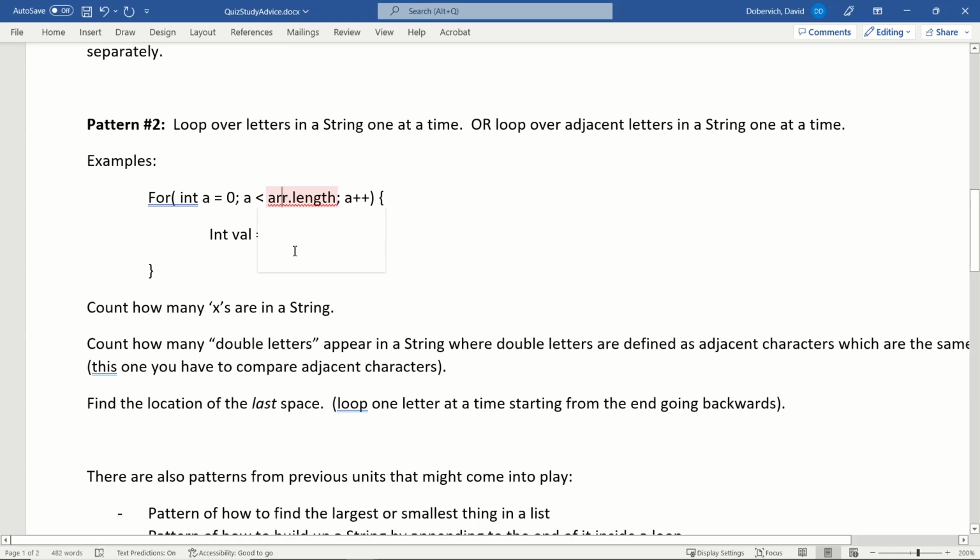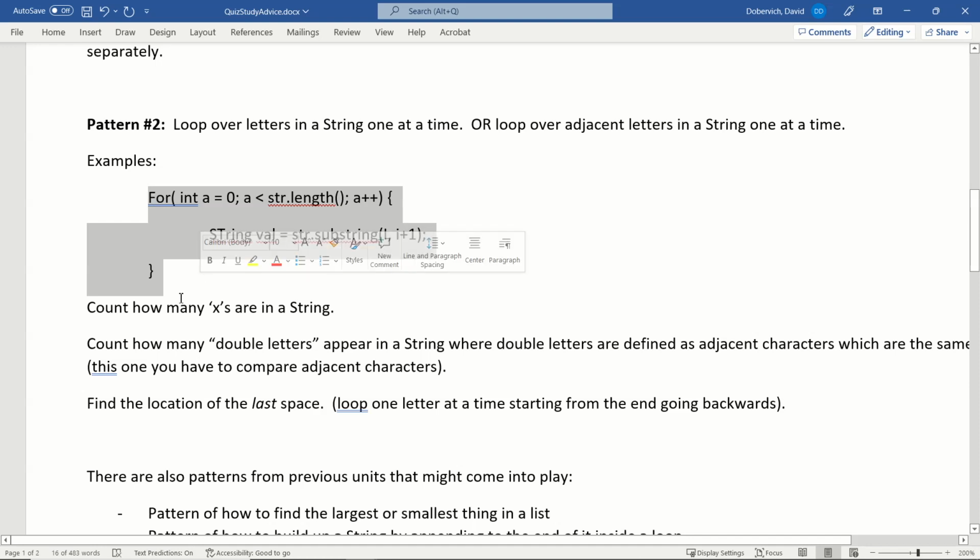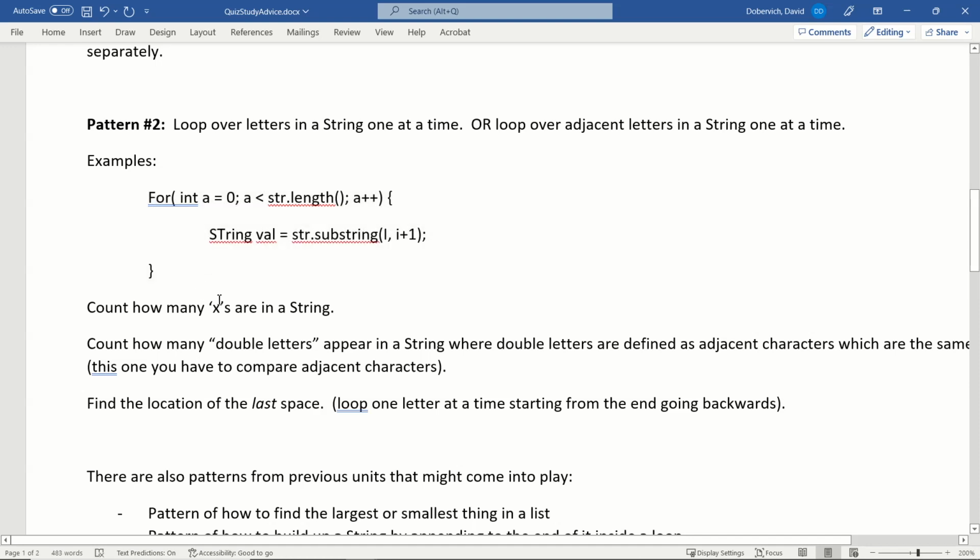If this is a string, you don't say length anymore like that. Length is a method. And then the way that you get the character at index I is string.substring I plus 1. And it's going to return a string that's an individual letter. But other than that, the way that you think about problem solving with this pattern is exactly the same.